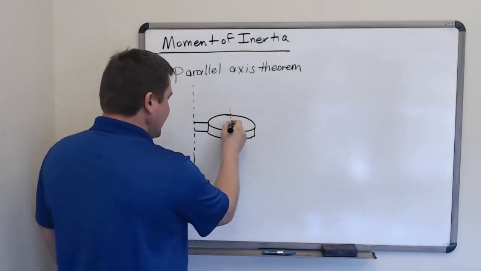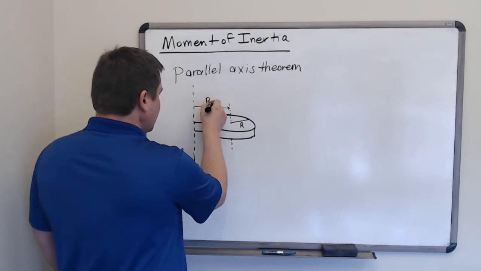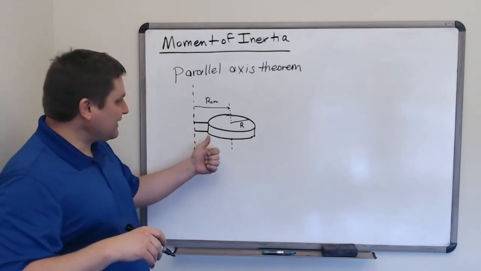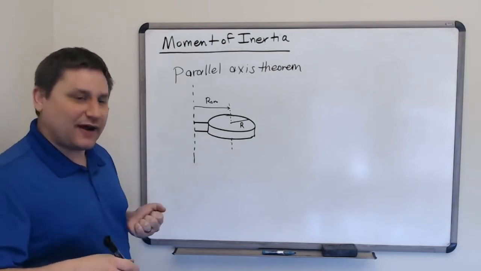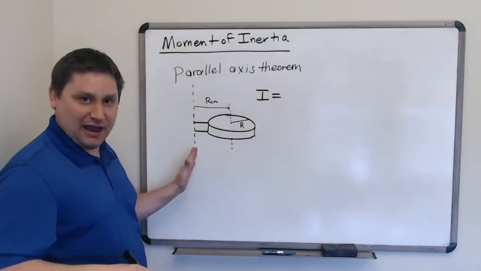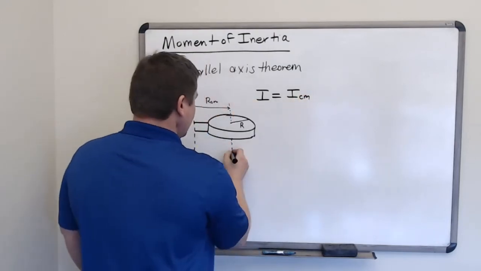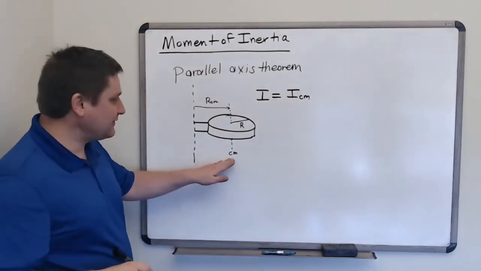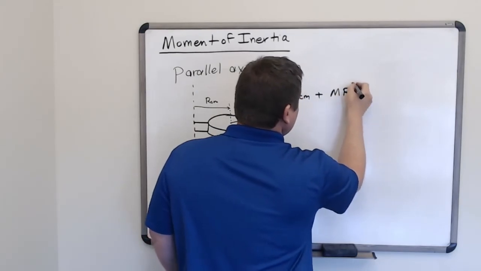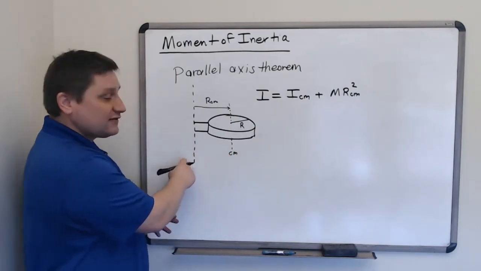What does the parallel axis theorem say? It says that if we have a shape that we know about, but it's rotating around an axis that's different from the one specified in the table, then we can find the moment of inertia of that object rotating around a different axis, an axis parallel to its natural axis, by adding the moment of inertia about this center of mass axis to the product of the total mass times the distance between the center of mass axis and the actual axis it's rotating about squared.